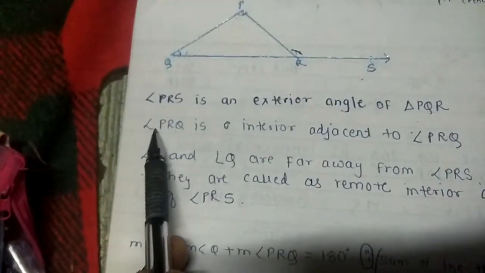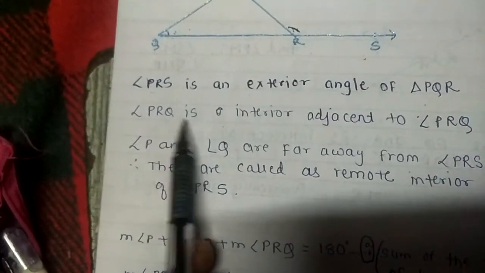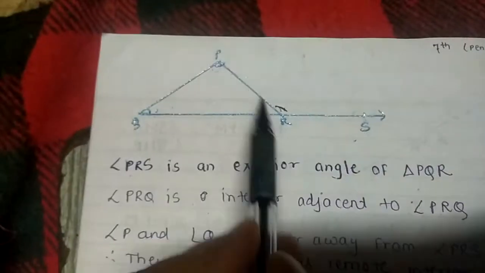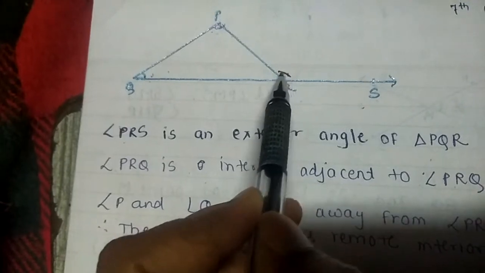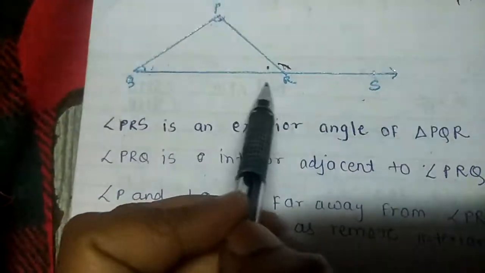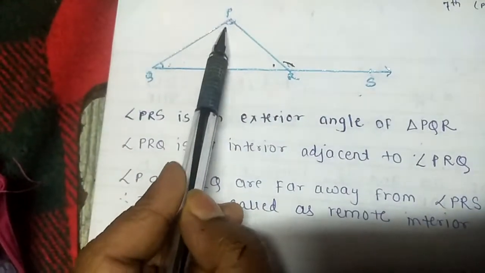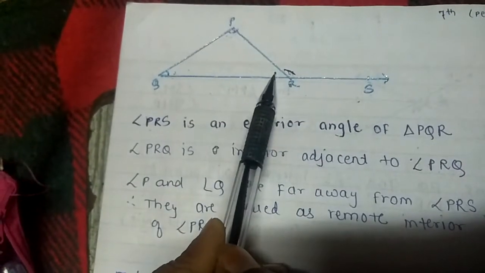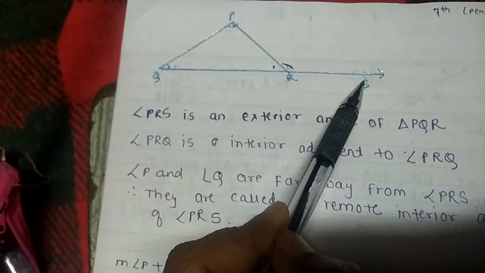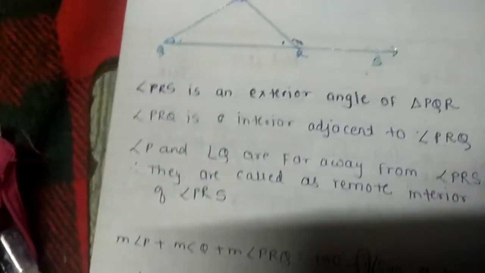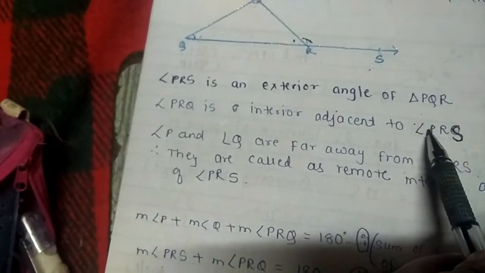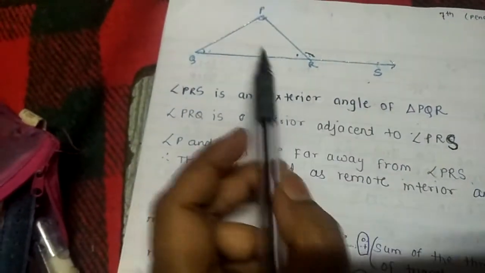They are saying angle PRQ is an interior adjacent angle to PRS. If this is the exterior angle, then near to this angle, this one is there, which is inside the triangle. So they are saying this angle PRQ is an interior adjacent angle of PRS. Got it, everyone?